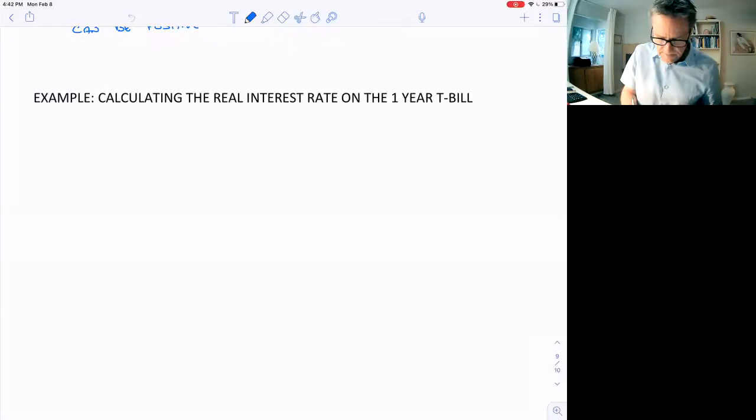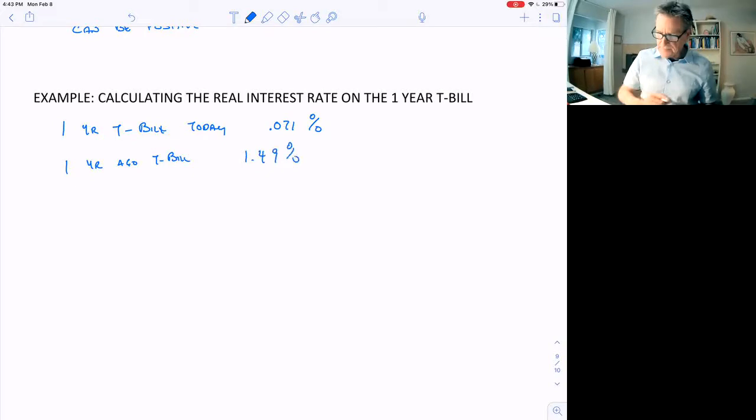Okay, the 1-year T-bill today, February 2021, is 0.071%. 1 year ago, which is February 2020, the T-bill was 1.49%.